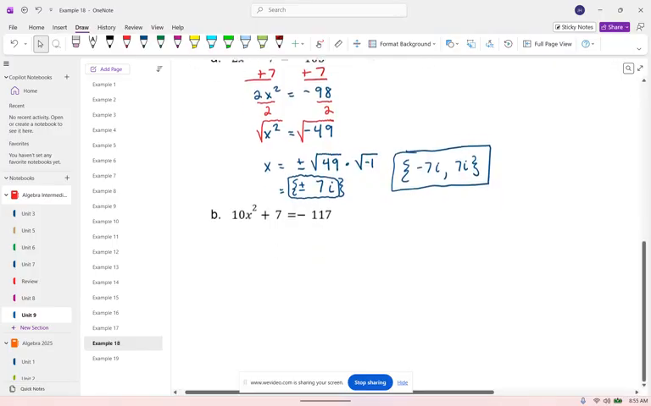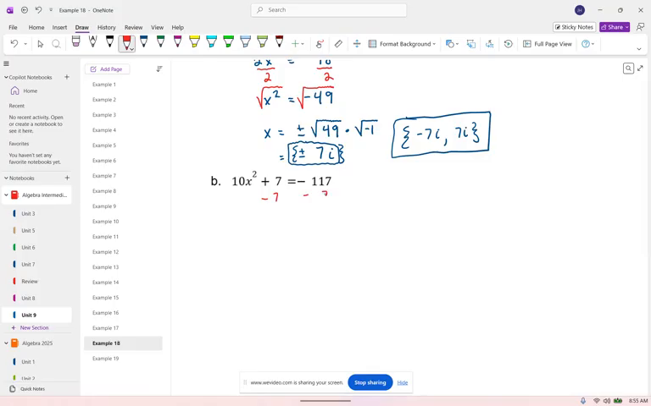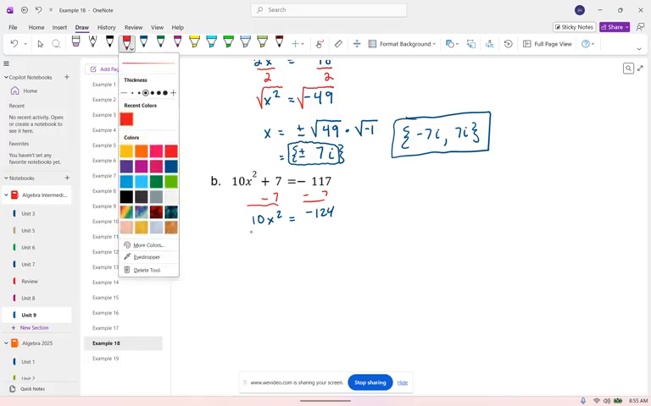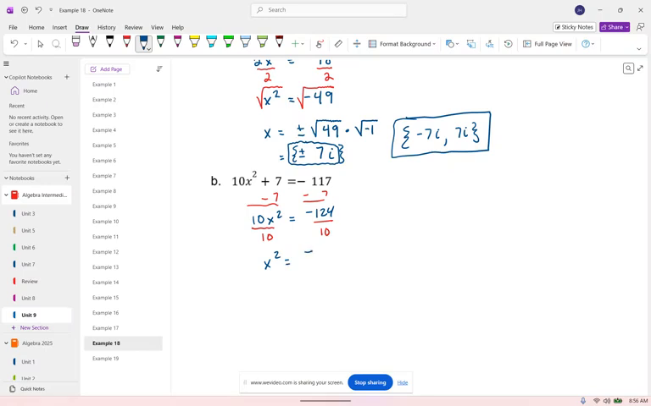Okay, so that's that. Let's look at one that doesn't turn out to be so pretty. And so we'll do the same thing, though. There's no b value, so we're going to solve using square roots. Bring down the 10x squared equals negative 124. Divide both sides by 10. And we end up with x squared equals negative 124 over 10. Those are both even numbers, so we can divide both of them by 2 to get negative 62 over 5.